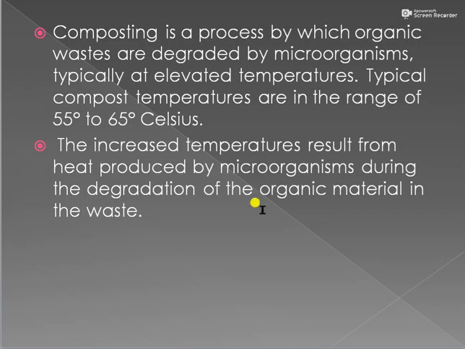So composting is a process by which the organic wastes are degraded by microorganisms, typically at elevated temperatures. And the typical compost temperatures are in the range of about 55 to 65 degrees centigrade. And at such increased temperatures, what happens? The elevated temperature is mainly because of the heat which is produced by the microorganisms when they are trying to degrade the organic materials.